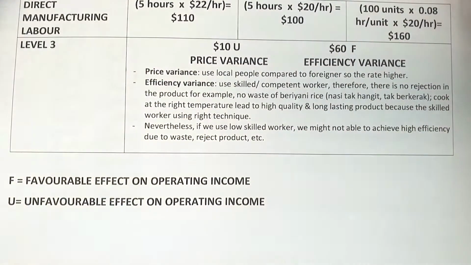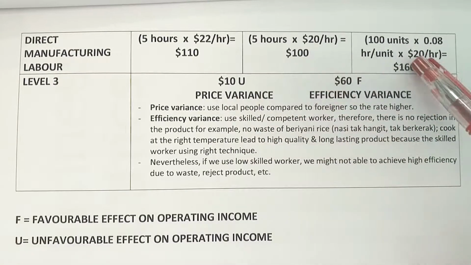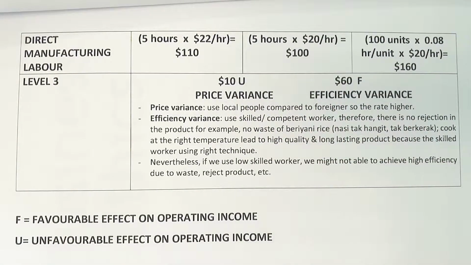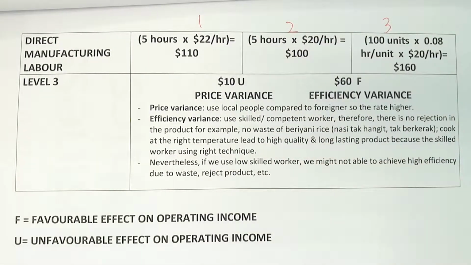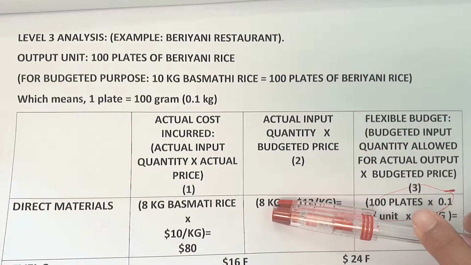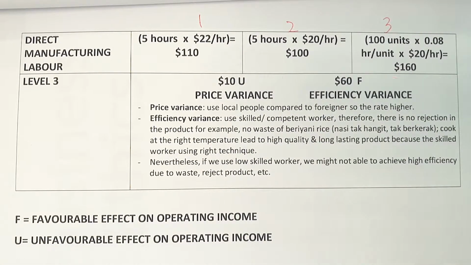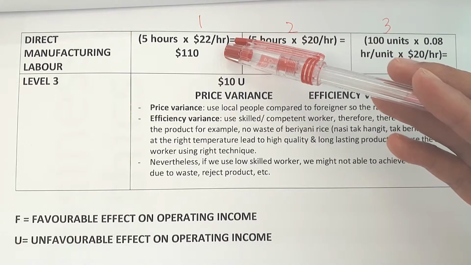All right, as usual, this is column 1, this is column 2, this is column 3. Column 1 is actually the actual input quantity times the actual price. So let's say in order for us to produce 100 basmati rice, we need 5 hours to prepare that, and the rate for the wages that we need to pay is 22 per hour.